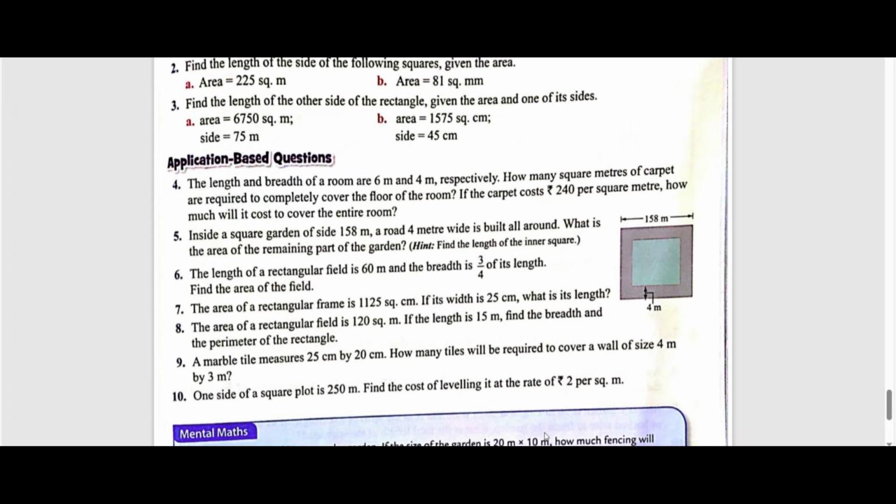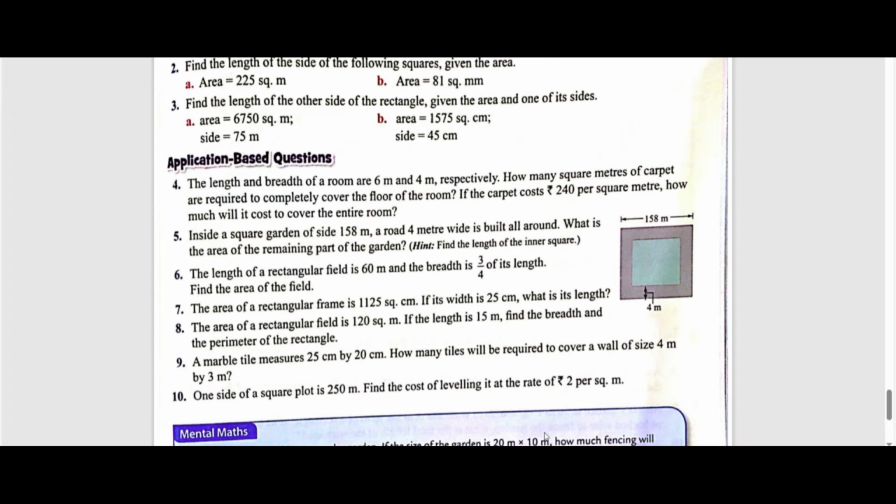The length and the breadth of a room are 6 meters and 4 meters respectively. They didn't mention separately, but we know that the length is 6 meters and the breadth is 4 meters respectively. How many square meters of carpet are required to completely cover the floor of the room? So it means that our room is in the shape of a rectangle and we want to measure the area of the room, so that we can buy a perfect carpet that will fit in our room.